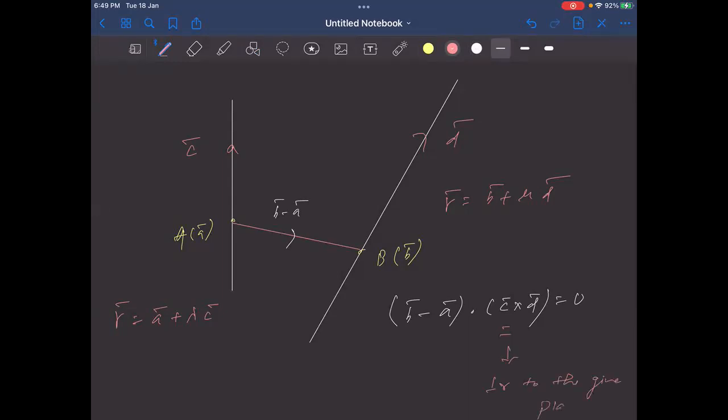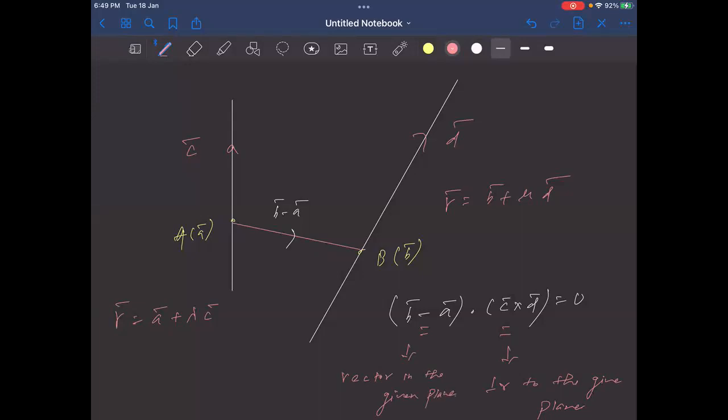Let's say yes. If they are in the same plane, C cross D will be perpendicular to the given plane, and B minus A is a vector in the given plane. So what should their dot product be? It should be 0, since it is in the same plane. Say it.